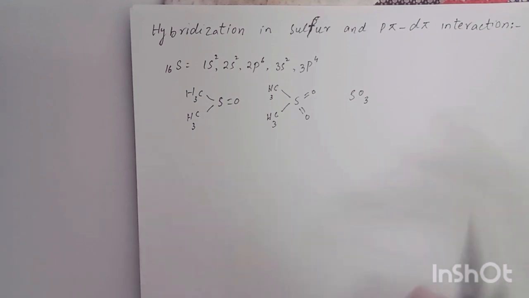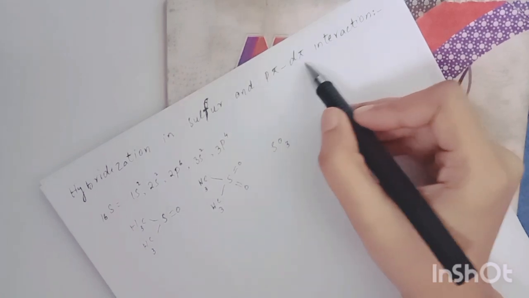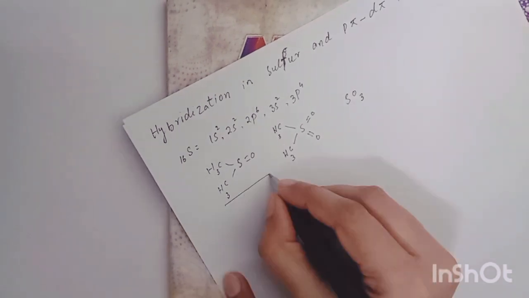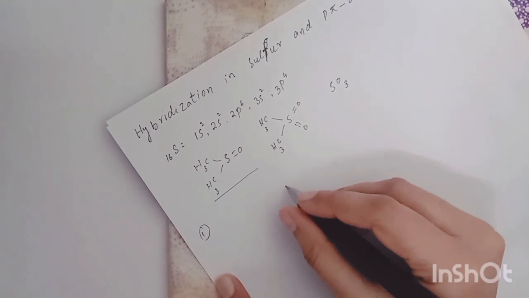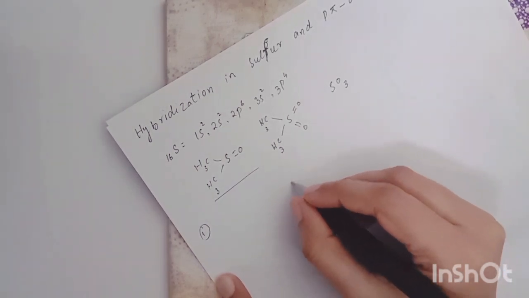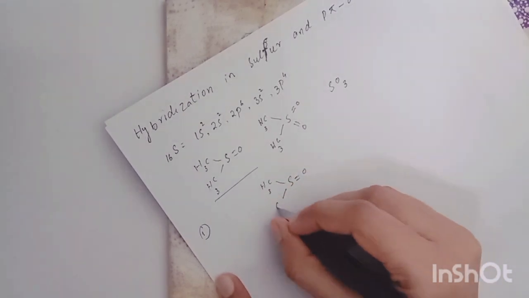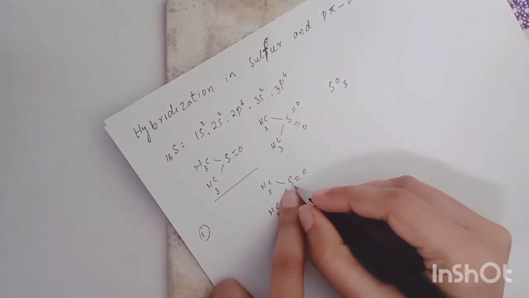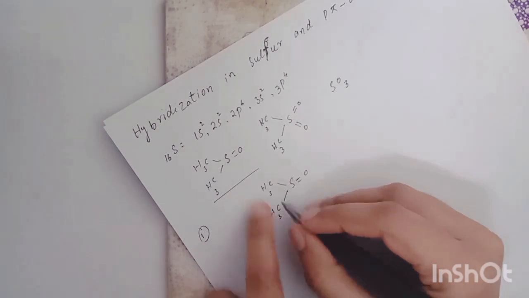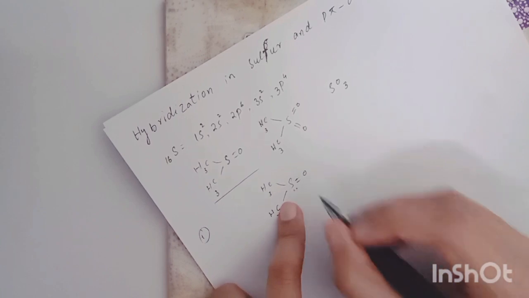I can draw the shapes of these compounds and hybrid orbitals, and then show the p-pi and d-pi interactions in this type of compound. First we discuss this compound. So we draw it like this. First we see the hybridization. There is sulfur. Sulfur has a double bond with oxygen and there are two methyl groups attached to the sulfur. Also this compound has one lone pair.